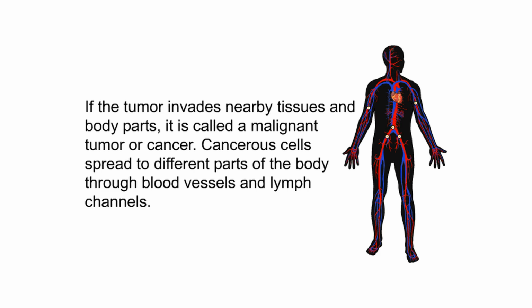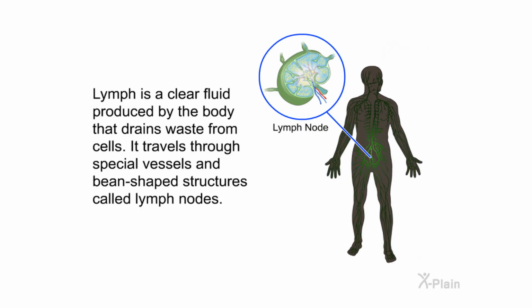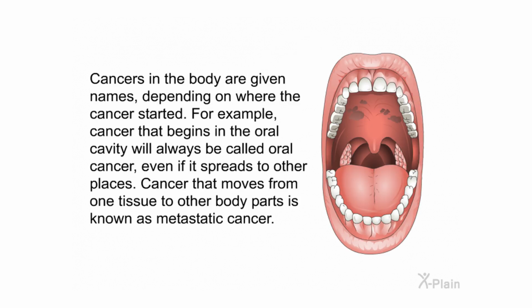Cancerous cells spread to different parts of the body through blood vessels and lymph channels. Lymph is a clear fluid produced by the body that drains waste from cells. It travels through special vessels and bean-shaped structures called lymph nodes. Cancers in the body are given names depending on where the cancer started. For example, cancer that begins in the oral cavity will always be called oral cancer, even if it spreads to other places. Cancer that moves from one tissue to other body parts is known as metastatic cancer.